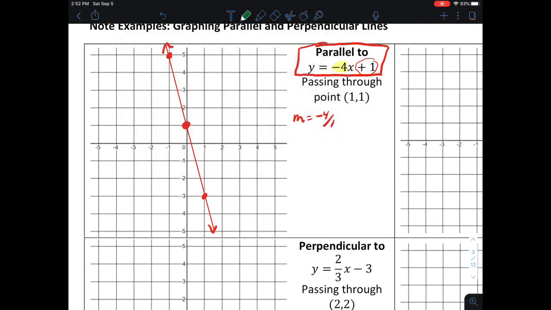Well, parallel lines have equal slopes. So my new line, the parallel line, is going to have a slope that is the same number. So -4 over 1. And then we're told we want to go through the point 1, 1. So I'm going to put a dot at 1, 1. And then I'm going to apply my slope, which says go down 4, right 1, and put your dot. And then from that initial point, I could also go up and left and put a dot. And so I have these points here where I can make my lines so I can see the two parallel lines.